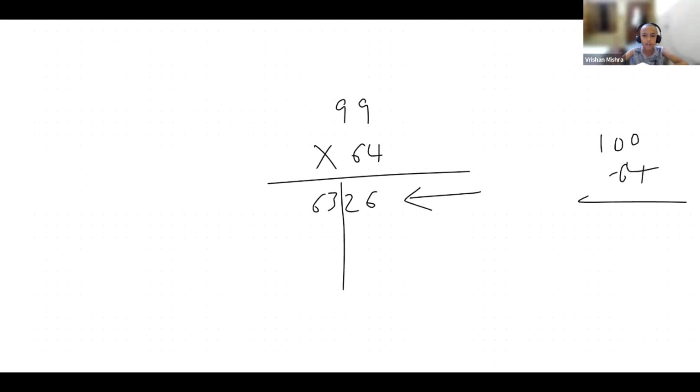100 minus 64. I do it by this method. I first subtract 100 minus 60, then the answer is 30. Then I subtract 4 from 30. So I get the answer 26. 100 minus 60 is not 30, Vrishant. 100 minus 60 is not 30.